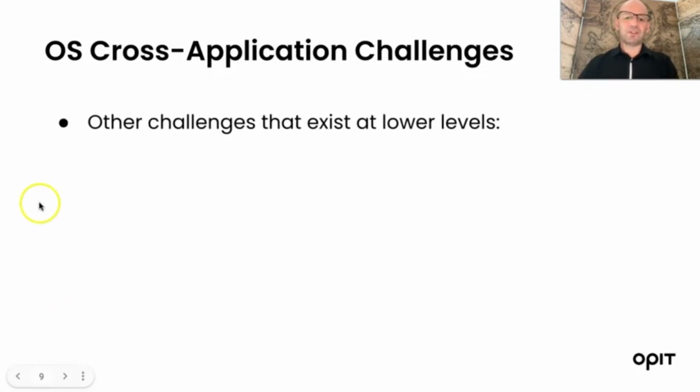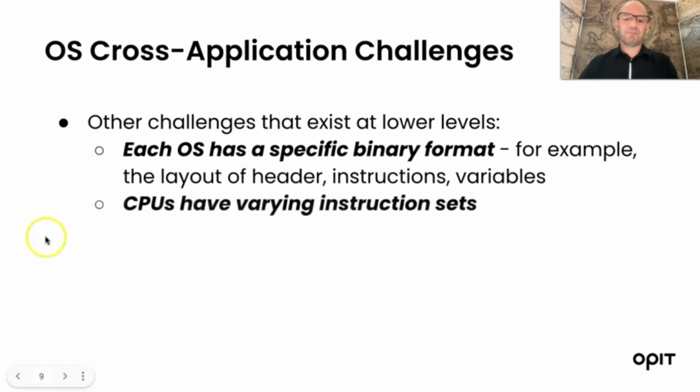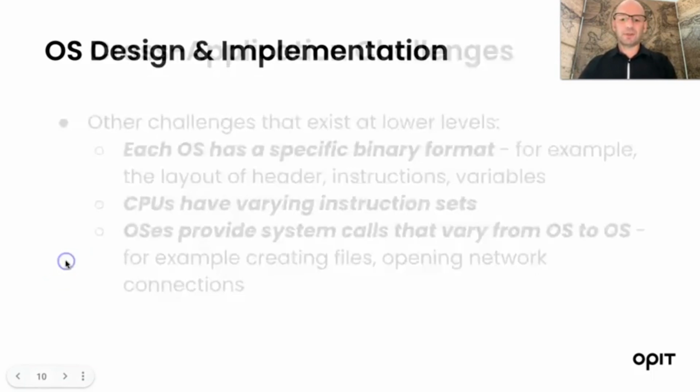Some cross-application challenges. So other challenges also exist between operating systems that don't allow applications to be run on more than one. Each operating system, for example, has a specific binary format. So the layout of the header, the instructions, the variables are different from OS to OS. CPUs also have varying instruction sets. So operating systems provide system calls that vary from operating system to operating system. So we've seen that those system calls are named differently, for example, between Windows and between Linux/Unix.